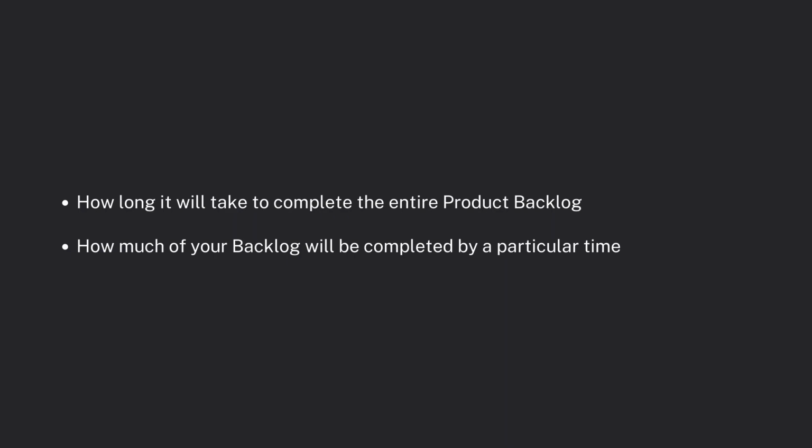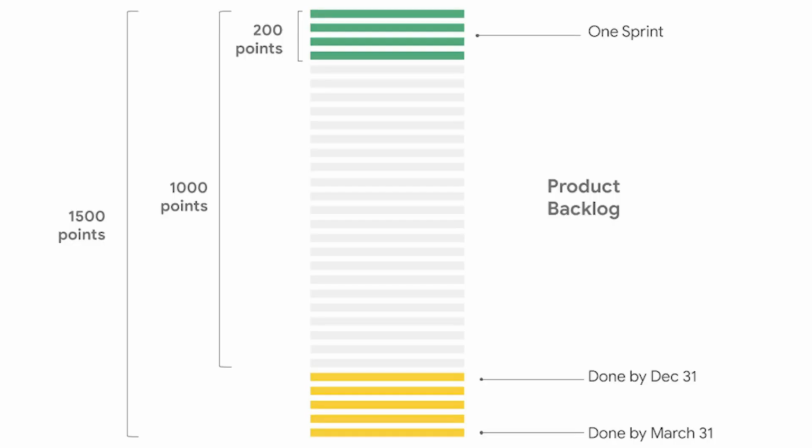Let's imagine that team has averaged 200 points in each monthly sprint for the last 3 months. The team knows they have 1,500 points left in their product backlog. They can now say that it will take them approximately 7 or 8 sprints to complete the entire product backlog.